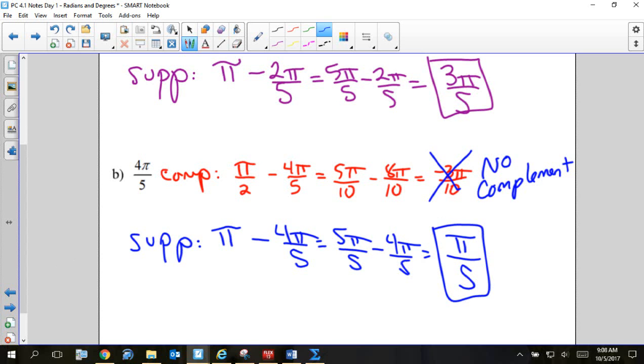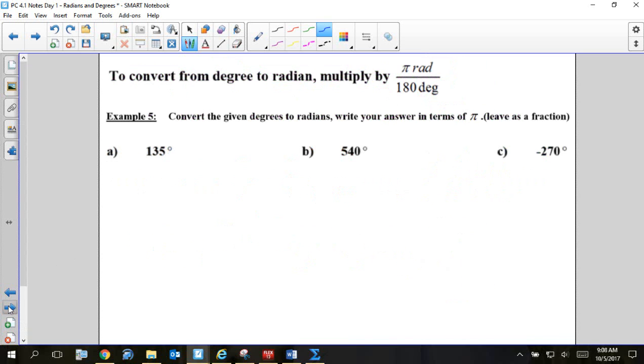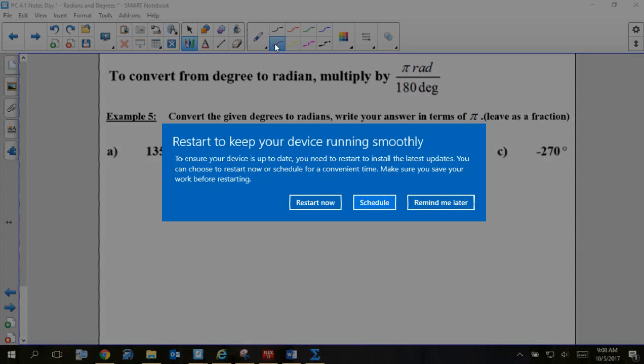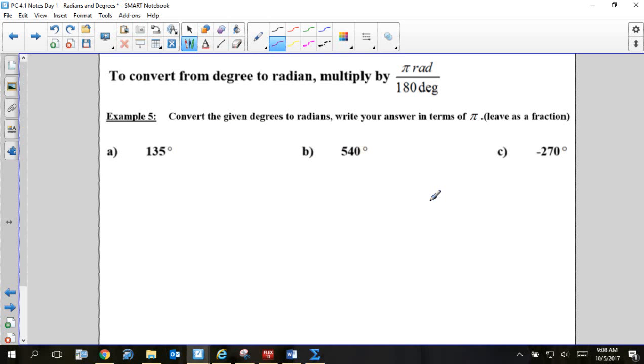All right, last stuff. Converting from degrees to radians or radians to degrees. You would have done this before. When you convert to radians, if you start with degrees, and if you guys are in physics, I know you've done this already, you want to make the units cancel, right? Have you done that in physics where you make the units cancel?